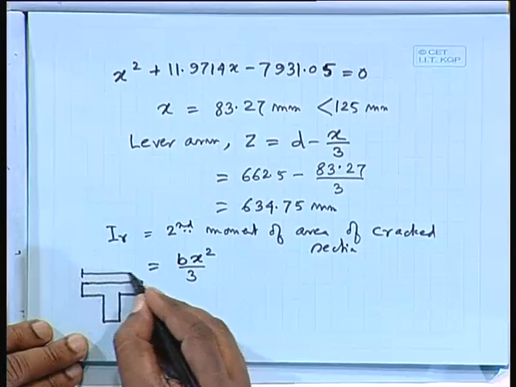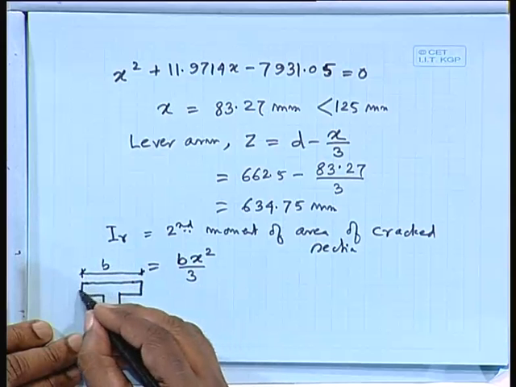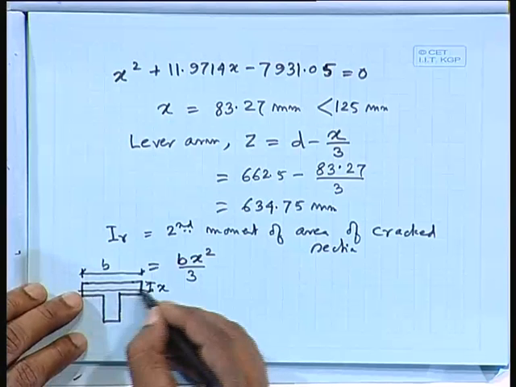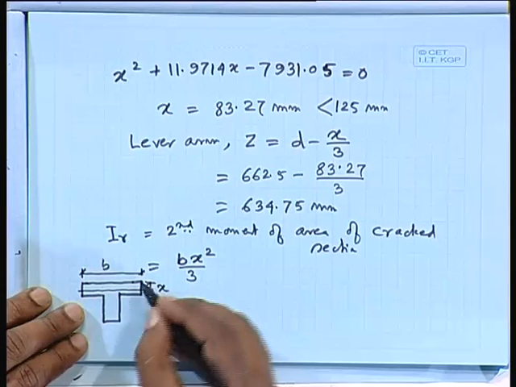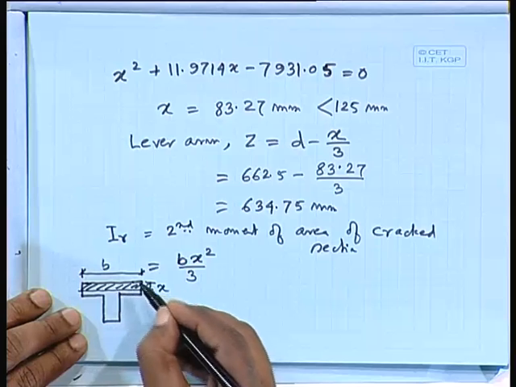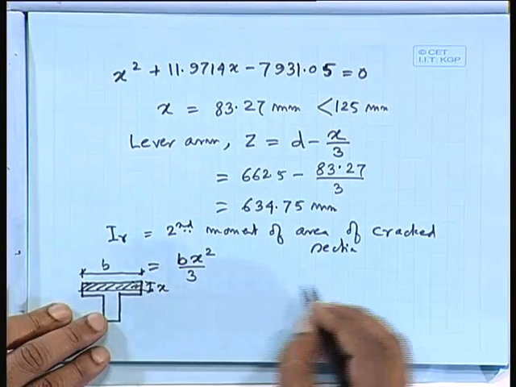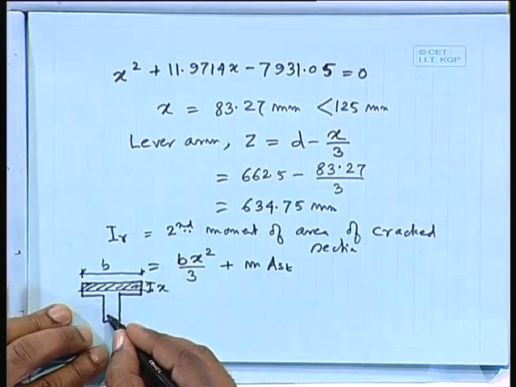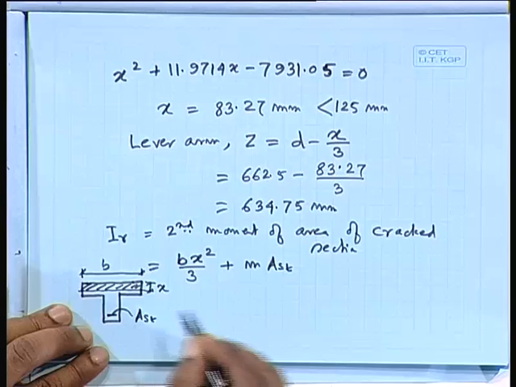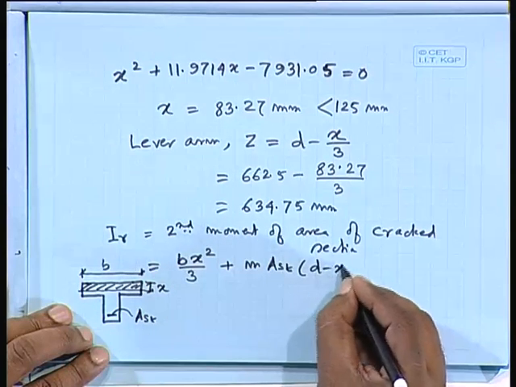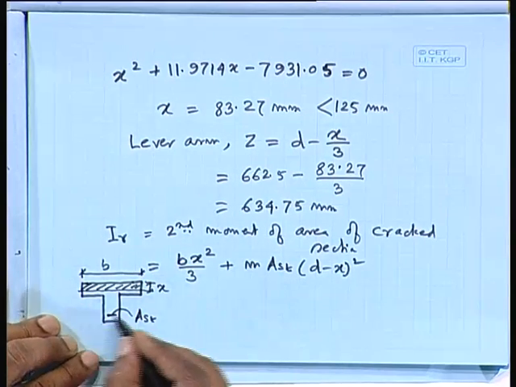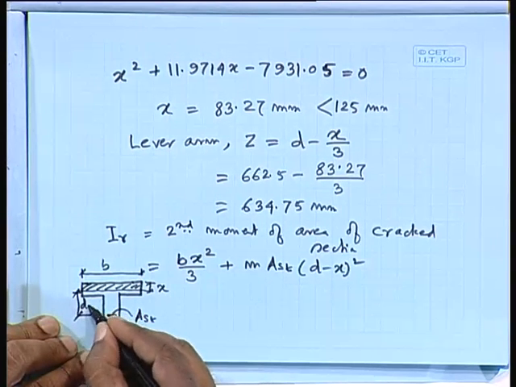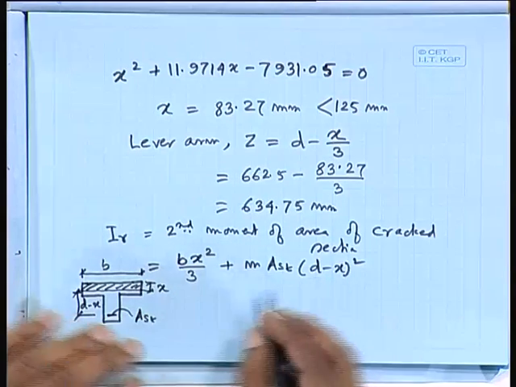So, this is your B, and somewhere here we are having x. So, B, that means we are talking about this neutral axis. So, B x square by 3, we are talking about this portion, because this is the uncracked one, plus m times AST, where AST is here, times d minus x whole square. That means this one is your d, and this is your d minus x. So, this is that formula. So, I can write it down.